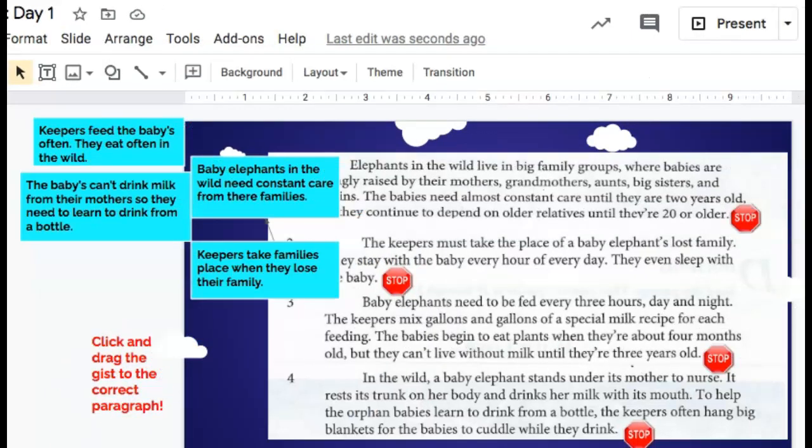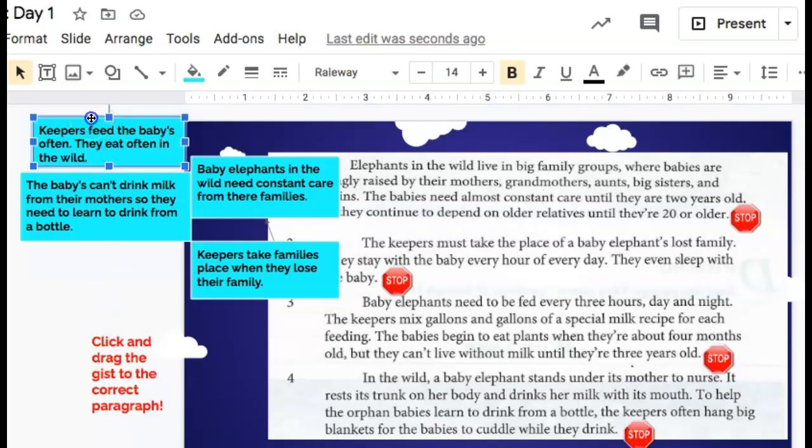Now let's read paragraph 3. Baby elephants need to be fed every 3 hours, day and night. The keepers mix gallons and gallons of special milk recipe for each feeding. The babies begin to eat plants when they're about 4 months old, but they can't live without milk until they're 3 years old. Okay, so I learned from that paragraph that baby elephants depend on milk. They need that special milk or the milk from their mothers until they're 3 years old. So now let's see which gisting option matches.